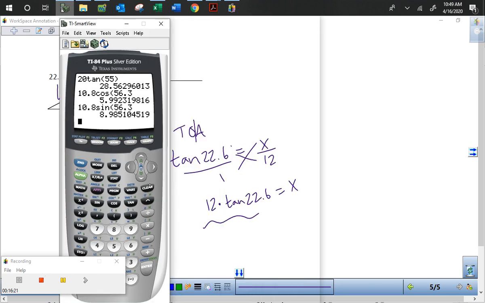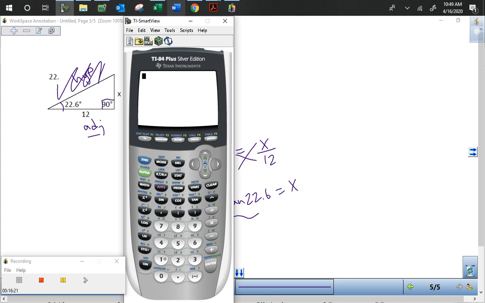So that looks like for us, 12 tangent 22.6, and that looks like really close to 5.